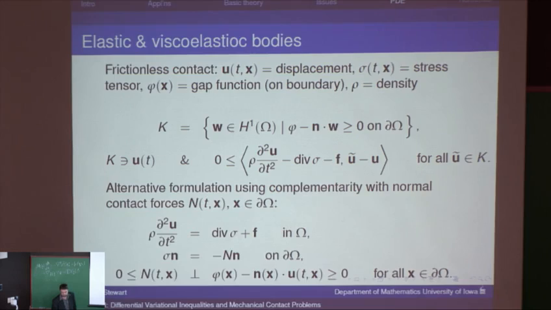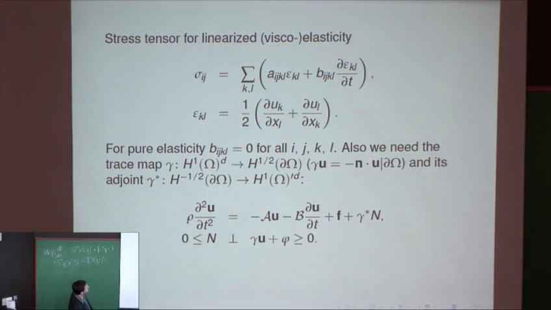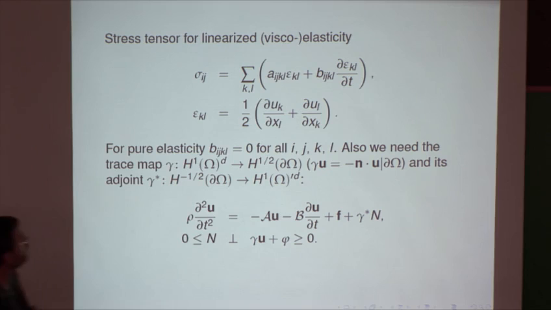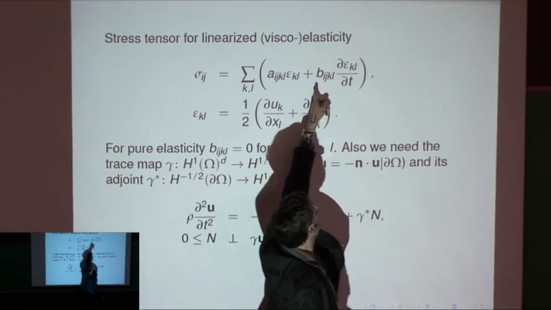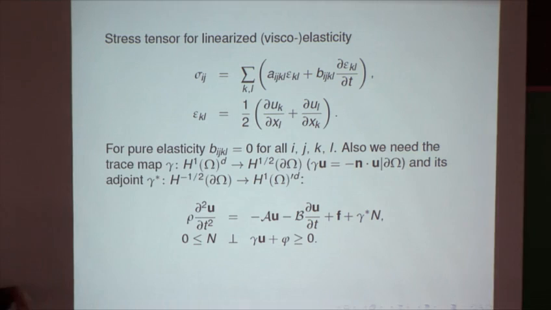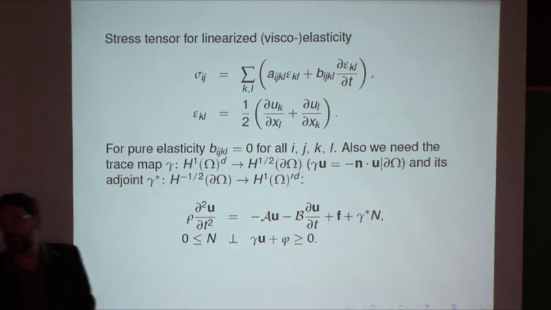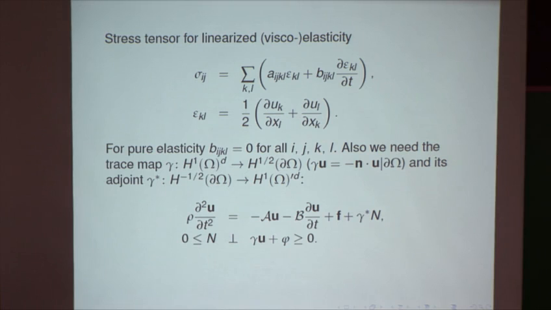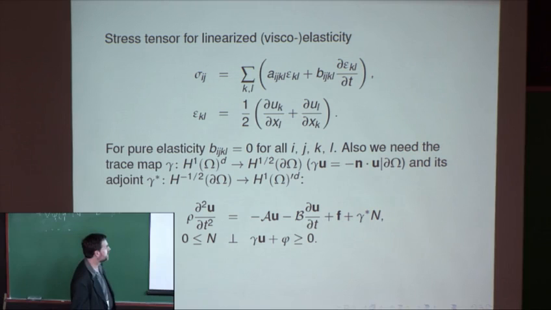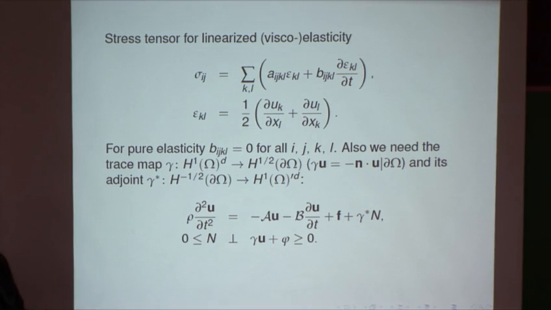The stress tensor for linearized viscoelasticity is actually Kelvin-Voigt type viscoelasticity. We have this term for the pure elasticity, and this is the Kelvin-Voigt viscoelastic part, which involves the rate of change of the strain tensor. This is the linearized strain tensor, which is just the symmetric part of the Jacobian matrix of the displacement field. For pure elasticity, the B's are all zero. We can describe this in a more abstract way. Is this for PDE type people? Any PDE type people here? Okay, at least I'm talking to someone.